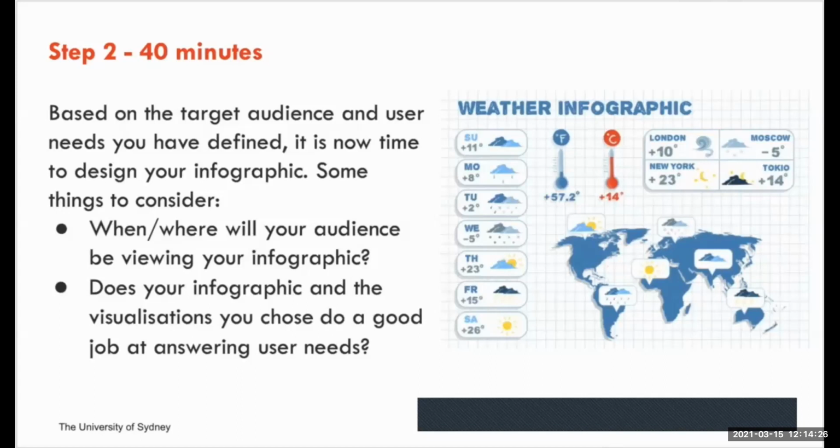Taking into account the target audience you have defined and their needs, it is now time to design your infographic. Here are some things to consider. Where will your audience be viewing your infographic? Relating back to the farmer example, they will probably be viewing the infographic remotely and digitally, so I would design for a tablet or phone device. Does your infogram meet their needs? Again, back at the farmer example, is it easy to read? Do they need to have an understanding of how the InfoVis works before they look at it, or is it good to go straight away?